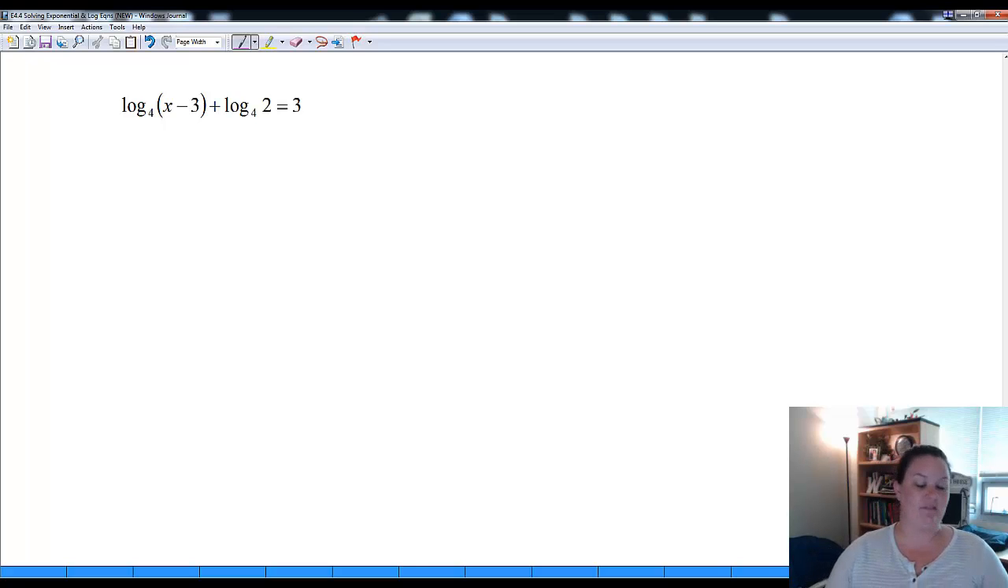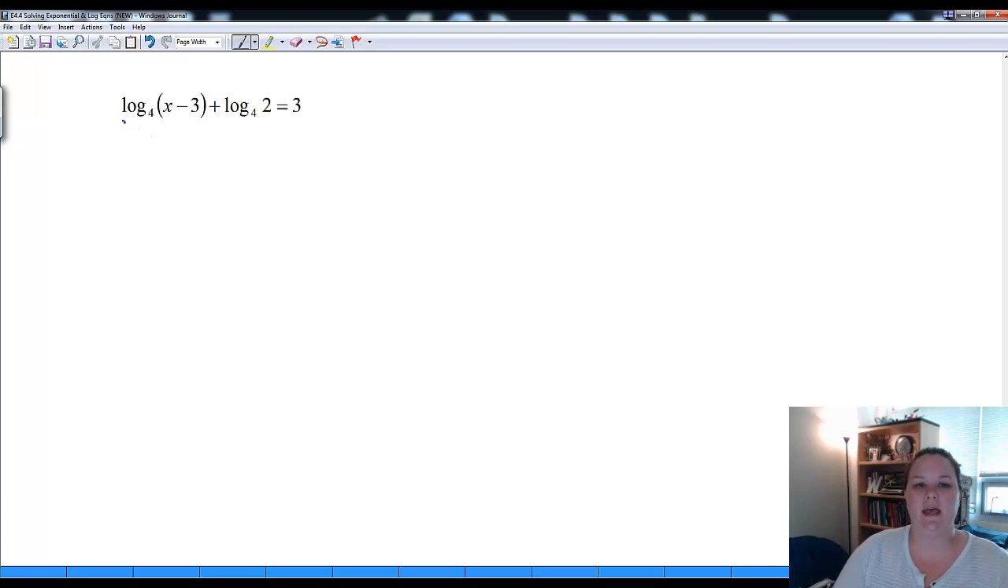All right, so we have log base 4 of x minus 3 plus log base 4 of 2 equals 3. Notice, not every term has a log. If not every term has a log, then we're not going to be able to drop logs. Okay, I keep emphasizing that. Don't drop your logs unless every single one has a log.